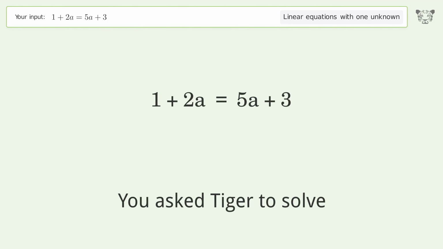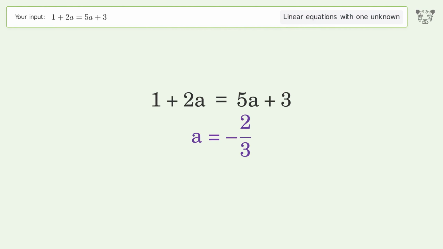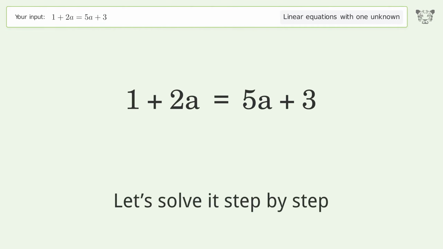You ask Tiger to solve. This deals with linear equations with one unknown. The final result is a equals -2/3. Let's solve it step by step.